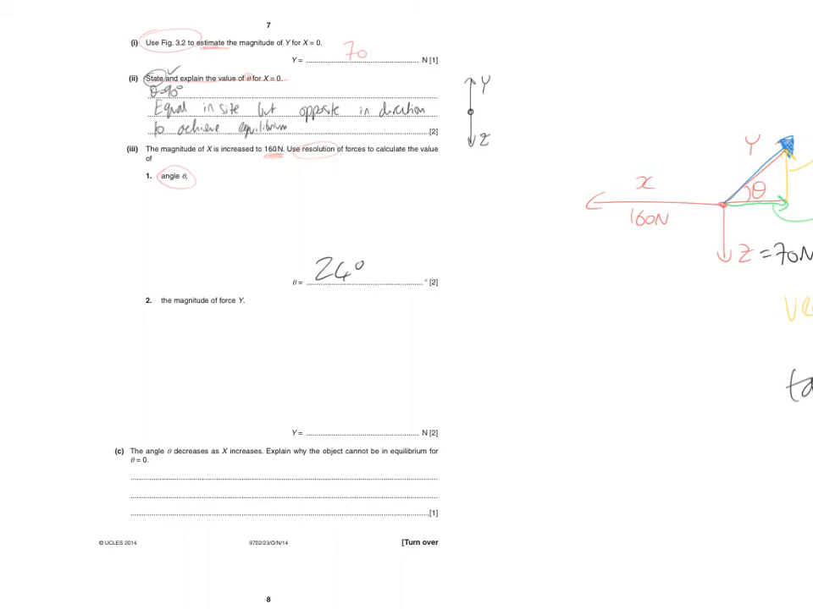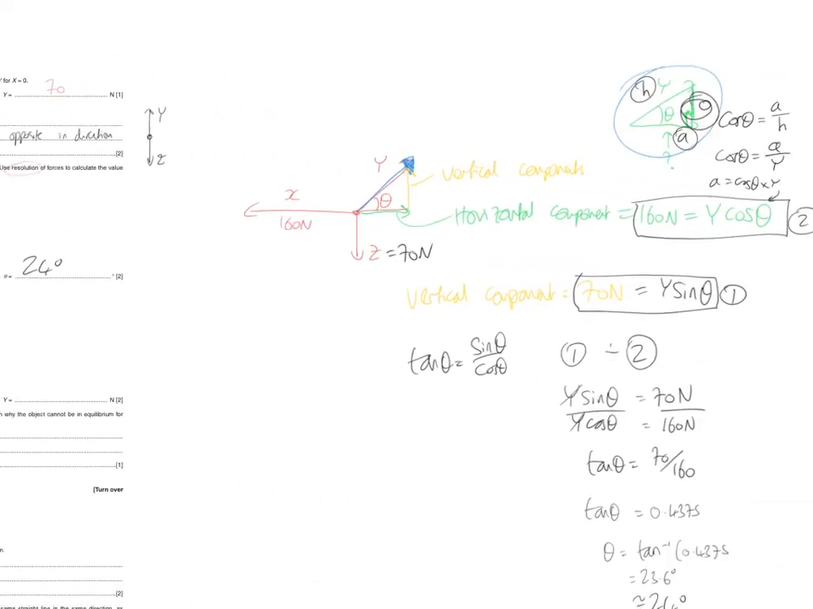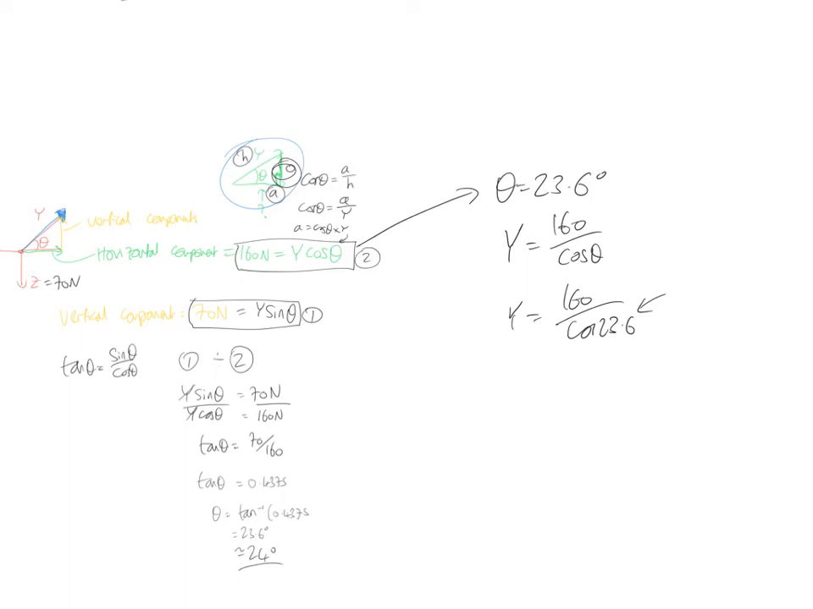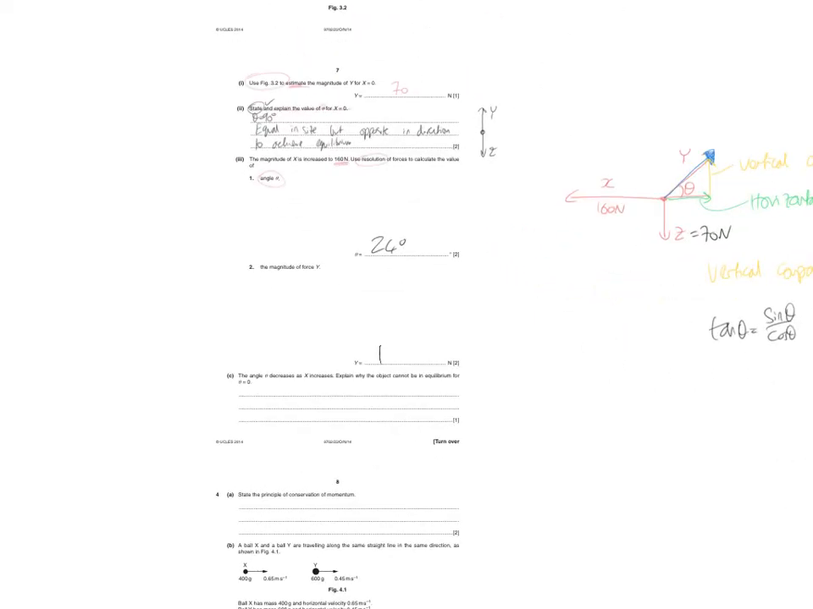Now we need to find the magnitude of force y. There's two ways we can do this. The first one is just using one of these equations. We could take 2 or 1, knowing that theta equals 23.6. Keep the number in your calculator so you've got maximum accuracy. Now, y is equal to 160 divided by cosine theta, if we rearrange equation 2. Then we just put our numbers in, cosine of 23.6. Again, make sure you use the full number that was in your calculator. And you should get a y value of about 175 newtons. So that goes in there.